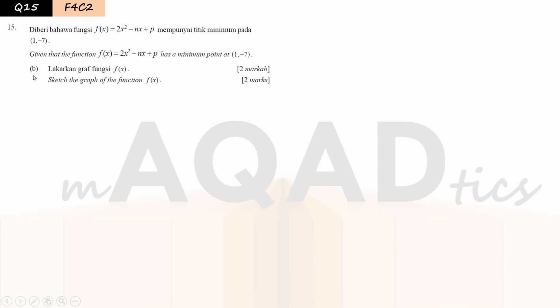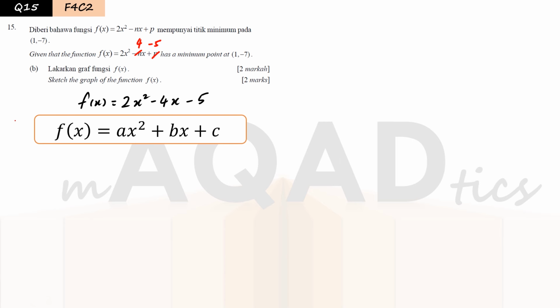And for part B, we need to sketch the graph of the same function f of x. Alright, so if you look at the function here, just now in part A, we already found the value of n and p, right? So n here is 4 and p here is negative 5. So this would be our function of f of x. Alright, so just now we have also mentioned the form of this function, which is also called the general form, right? The general form.